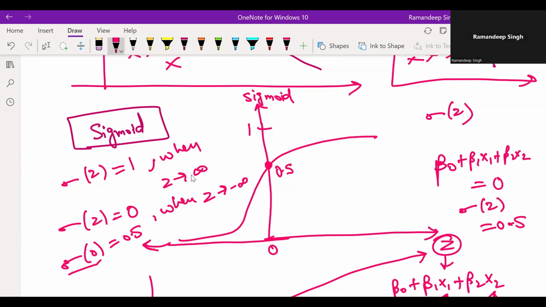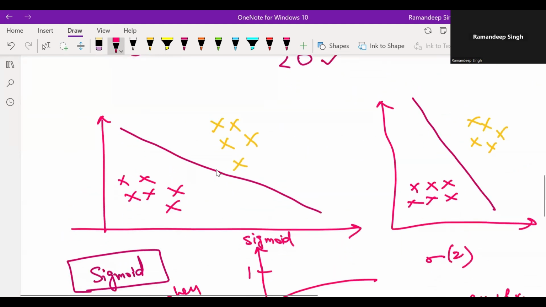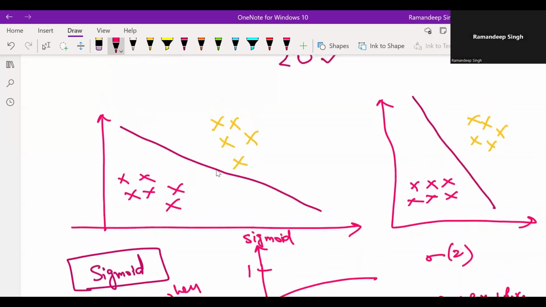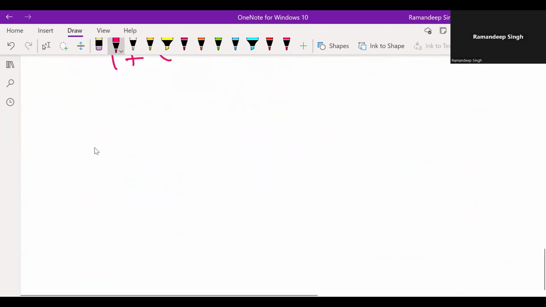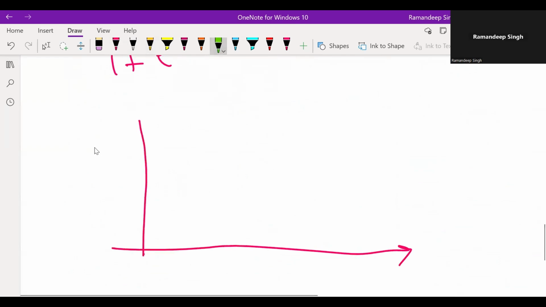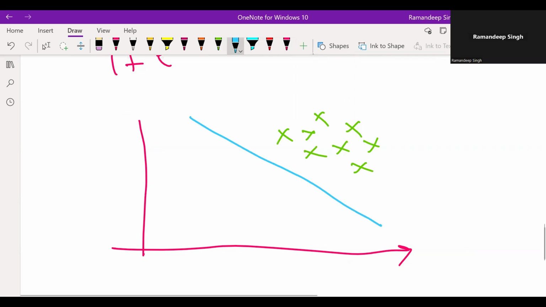Now we will see how this sigmoid function will help us find the best line and differentiate which line is the best among these, right? Okay, so we will move ahead now. I will draw a classification problem. Here I have some green points, I have this classification line, and then I have some of these points.